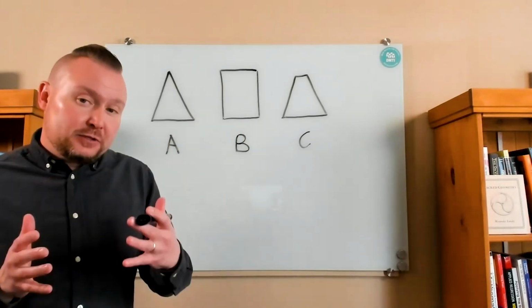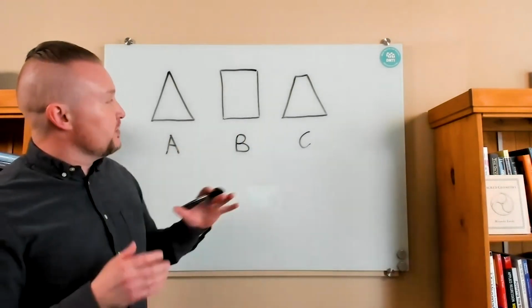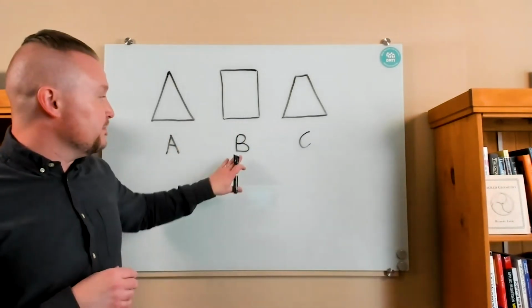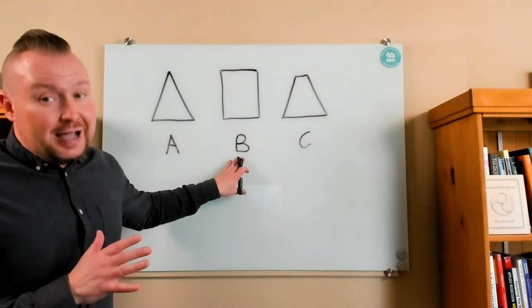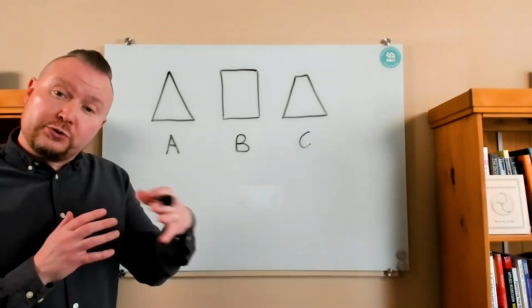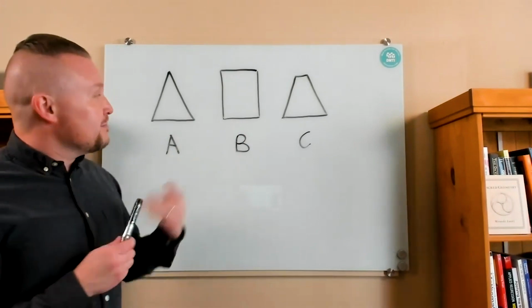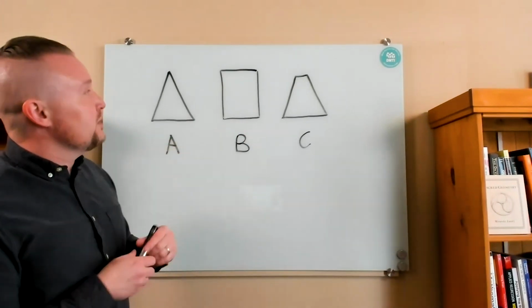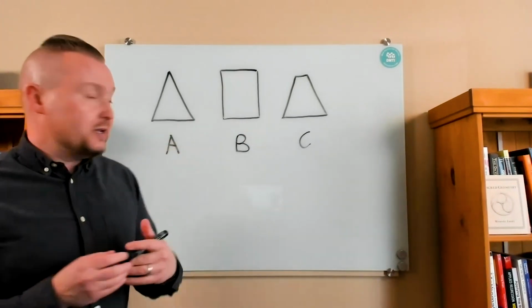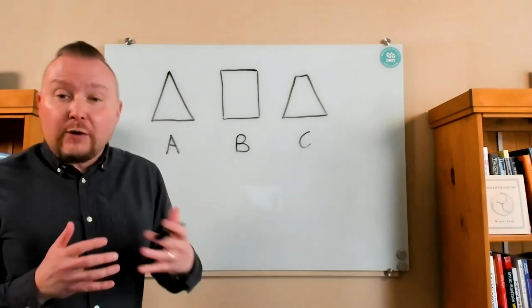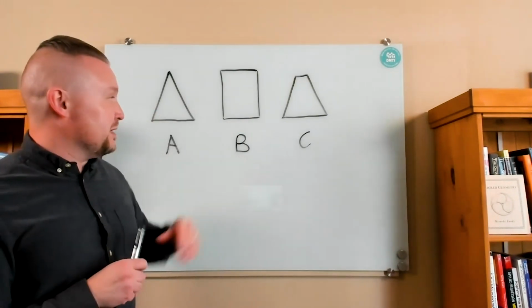Now, the most popular shape from the three I've drawn here that kids would say doesn't belong would be B. That comes from a lot of different reasons. If kids are older and know some things about angles, they might say, well, it looks like B is the only one that has right angles, and the others clearly don't have right angles. So that would be a really good way to say that B doesn't belong.